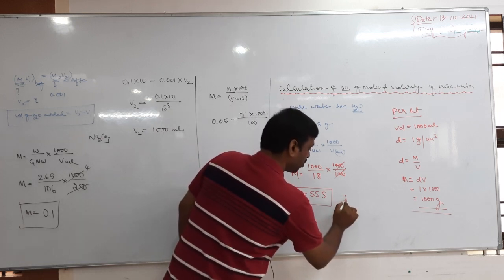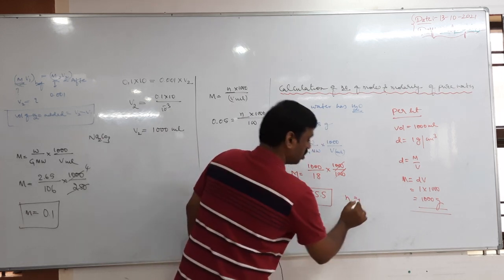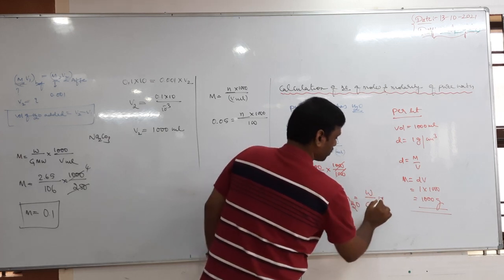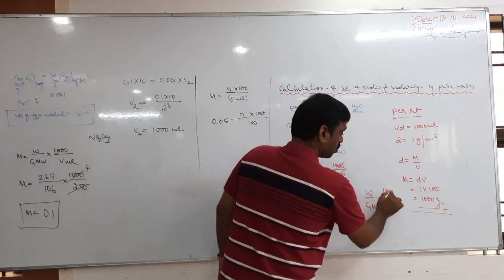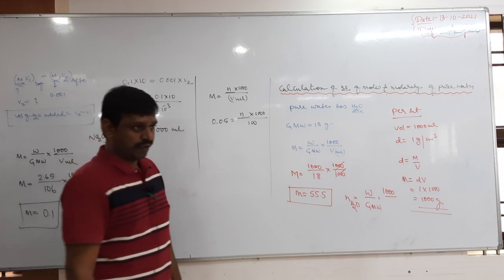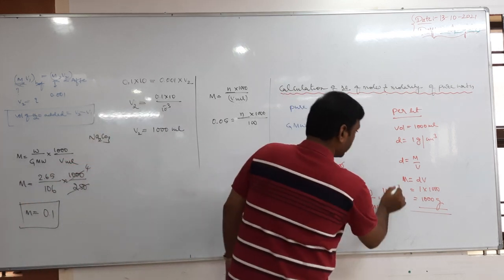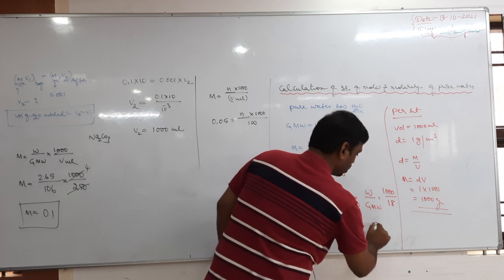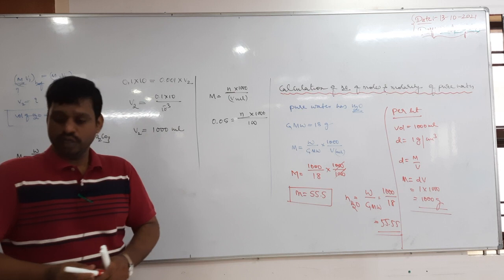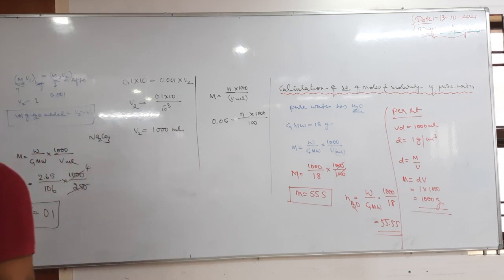Even mole is also the same. What is the number of moles of pure water? n of H2O is equal to mass by gram molecular mass. Mass is 1000 grams, because 1 liter of water has approximately 1000 grams. Then it is divided by 18. So 1000 by 18 again is 55.55, right? Therefore, the number of moles of pure water is 55.55. Even molarity is also the same, 55.55. Important.